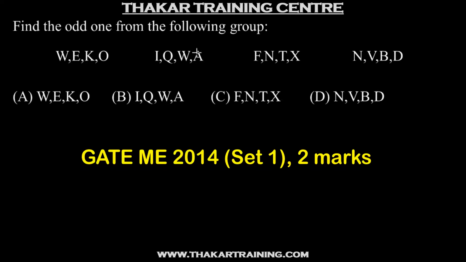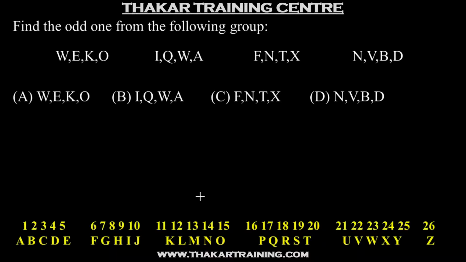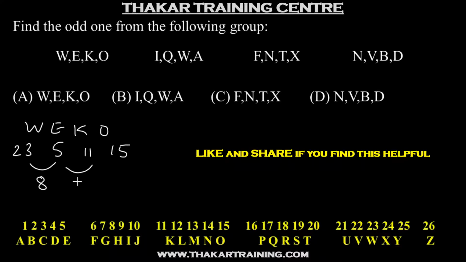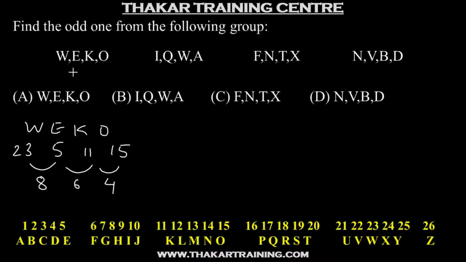Find the odd one from the following group. So these are the alphabets and the positions. The first group is W, E, K, O. So we have W is alphabet number 23. Then E is alphabet number 5. K is alphabet number 11. And O is alphabet number 15. So from 23 to 5, we have a jump of 3 plus 5, that is 8. From 5 to 11, we have 6. And from 11 to 15, we have 4. So the first group has jumps of 8, 6, 4.